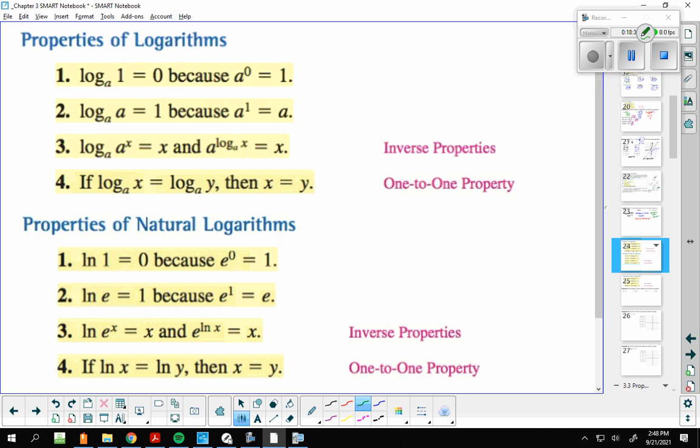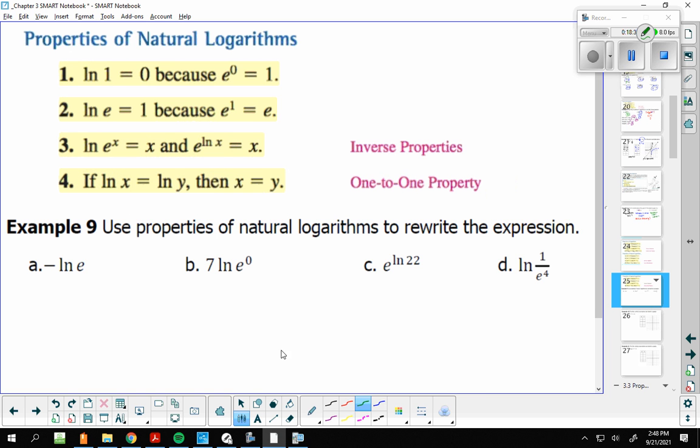All right, and now we're going to do the same thing with properties of natural logarithms. So very similar. Ln of 1 is 0. So remember, ln is the same as log base e. So we're just saying e to what power is 1? And that would be e to the 0 power is 1.